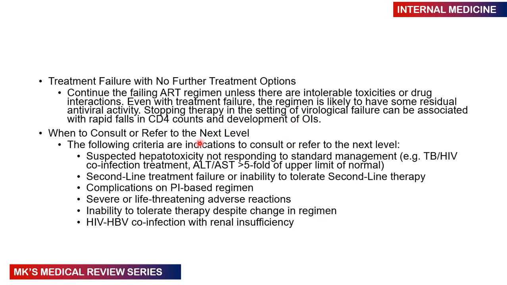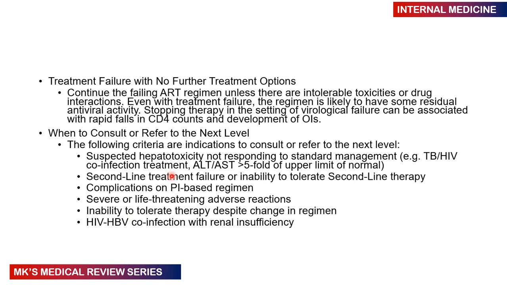So when do we consult or refer them to the next level? If there is suspected hepatotoxicity not responding to the standard treatment, if they have HIV and TB co-infection, ALT and AST greater than 5 times the limit, second line treatment failure or inability to tolerate the second line therapy, if they have complications on a protease inhibitor based regimen, if there are severe or life-threatening adverse reactions, if there is inability to tolerate therapy despite change in regimen, and of course in HIV and hepatitis B co-infection with renal insufficiency.